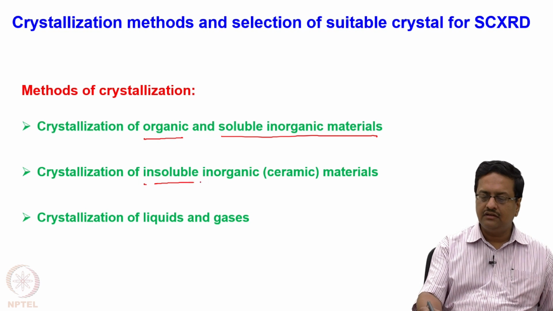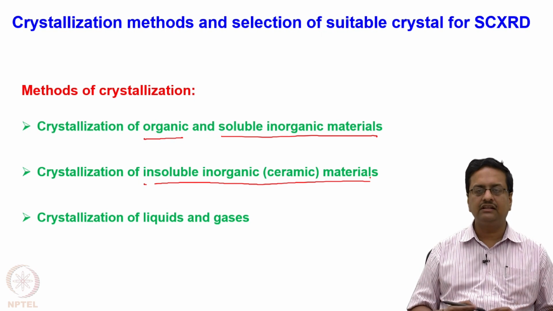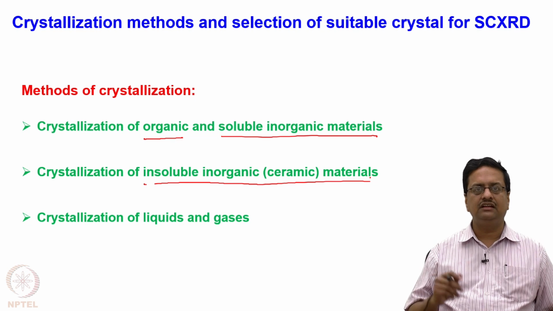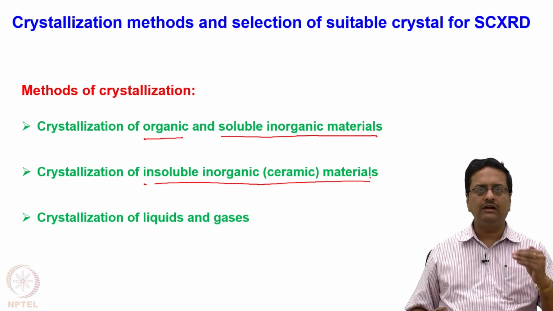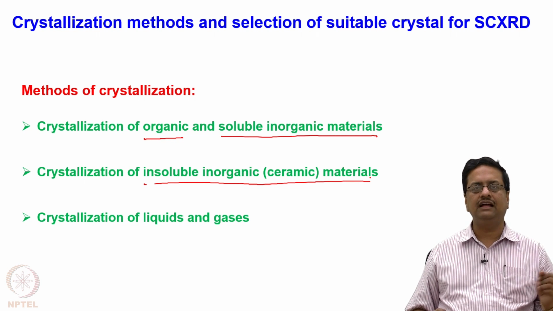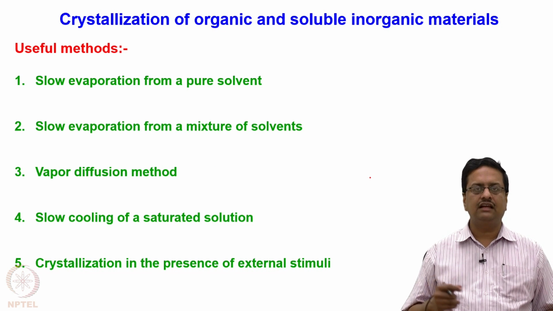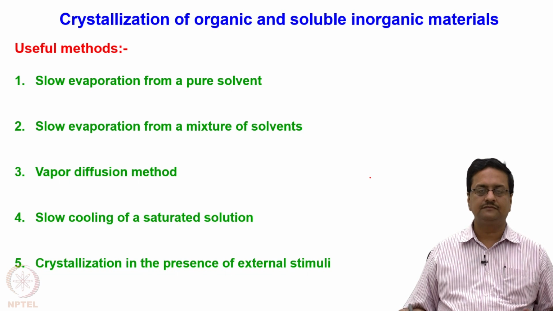In some cases, we are trying to generate insoluble inorganic ceramic materials, or materials which can be crystallized from a solution, but then the compound form does not dissolve in any solvent. And then we can try to crystallize materials which are liquids or gases at ambient conditions. So let us one by one see how these different types of materials can be crystallized. To begin, let us consider the crystallization of organic and soluble inorganic materials.